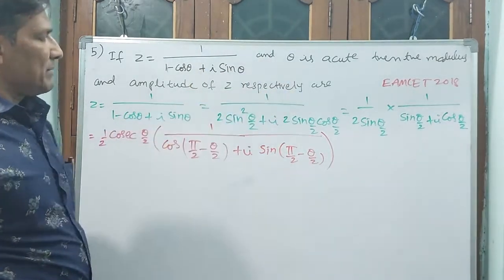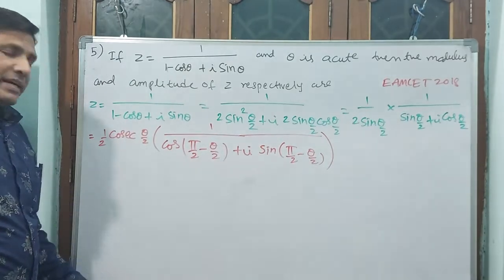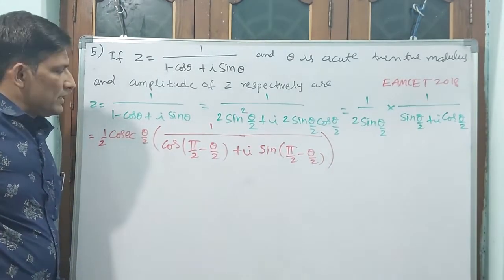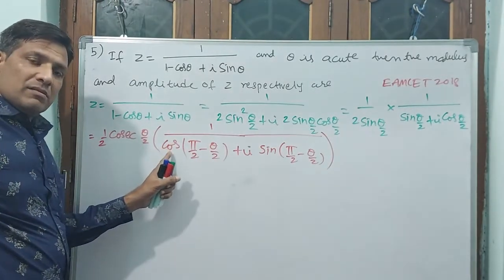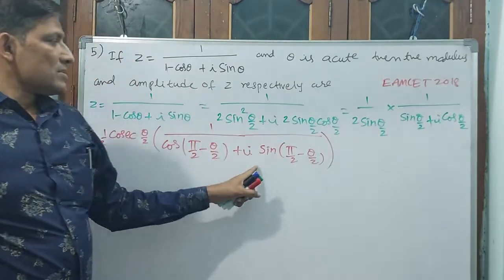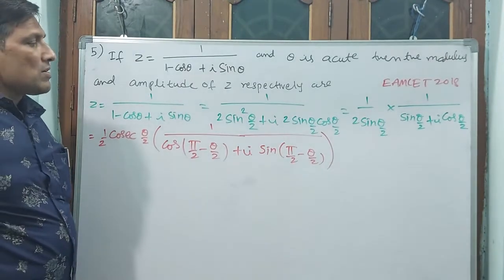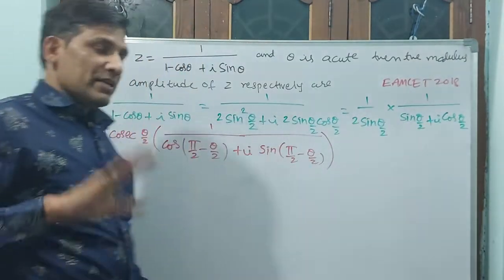Plus is there, okay, plus. Cos 90 minus theta by 2. Is it correct? Correct only. Why? Because cos 90 minus theta by 2 means sin theta by 2. Sin theta by 2 is there, okay. Sin 90 minus theta by 2 is cos theta by 2. Cos theta by 2 has come, okay, that is okay.